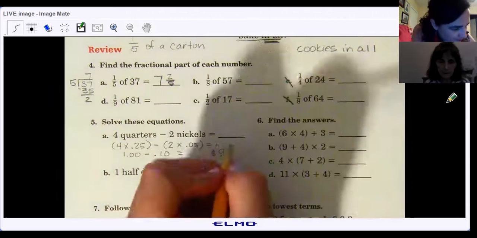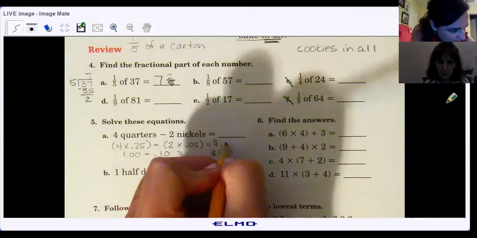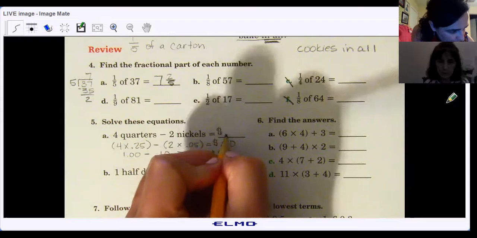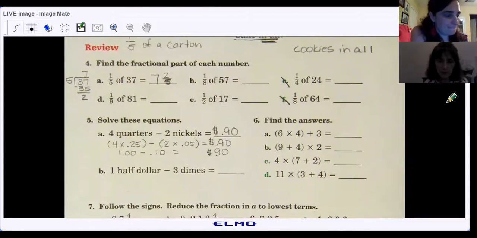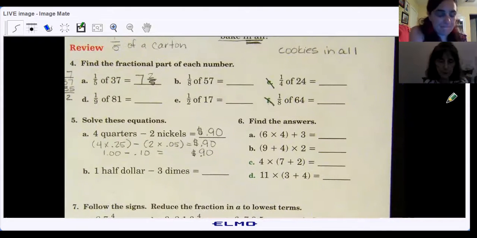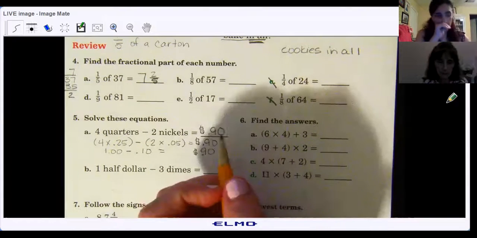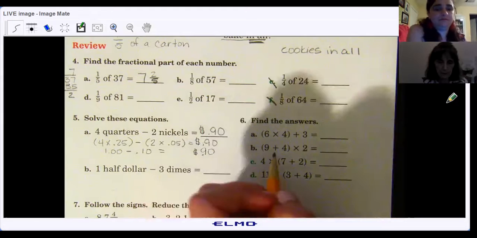Okay. That's where it goes. All right, remember order of operations, parentheses first. Let's look at number 6. Find the answers. You have to do parentheses first, then do the rest.